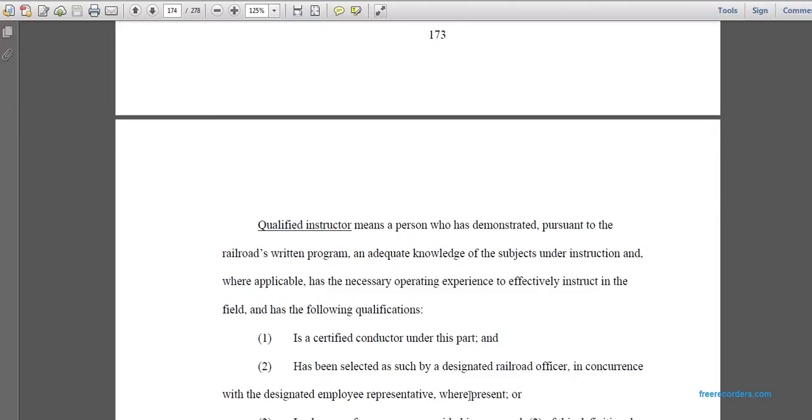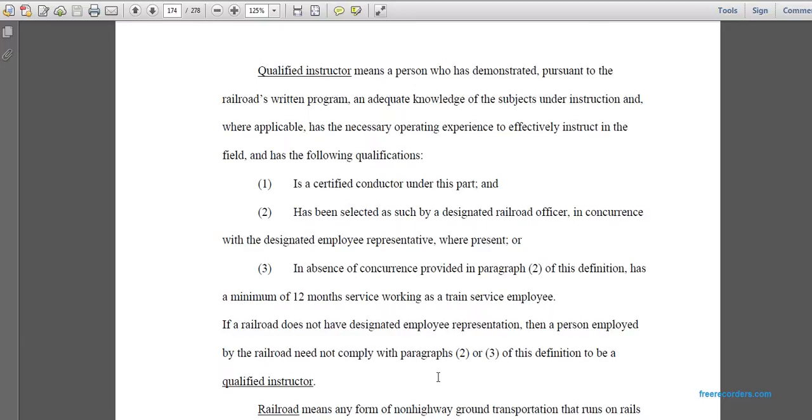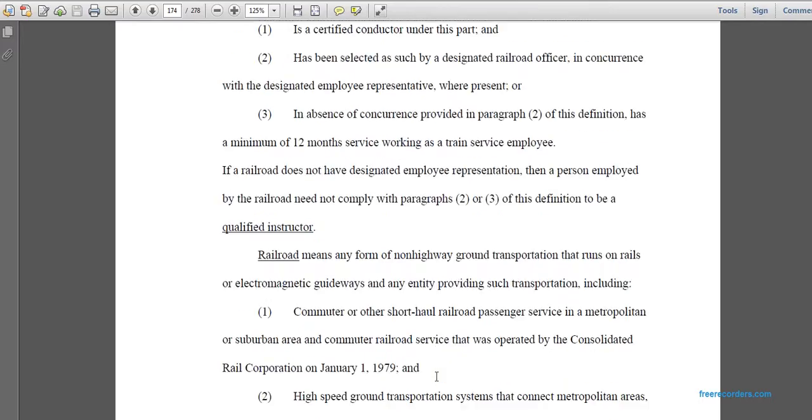A certified conductor under this part has been selected as such by the designated railroad officer in concurrence with the designated employee representative, where present. In the absence of concurrence as provided in paragraph 2 of the definition, the person must have a minimum of 12 months working with train service employees. If the railroad does not employ such representation, the person employed with the railroad need not comply with paragraphs 2 and 3 of the definition to be a qualified instructor.